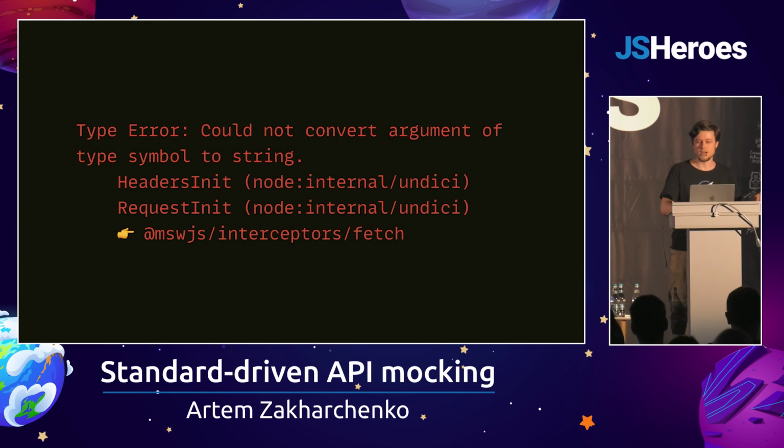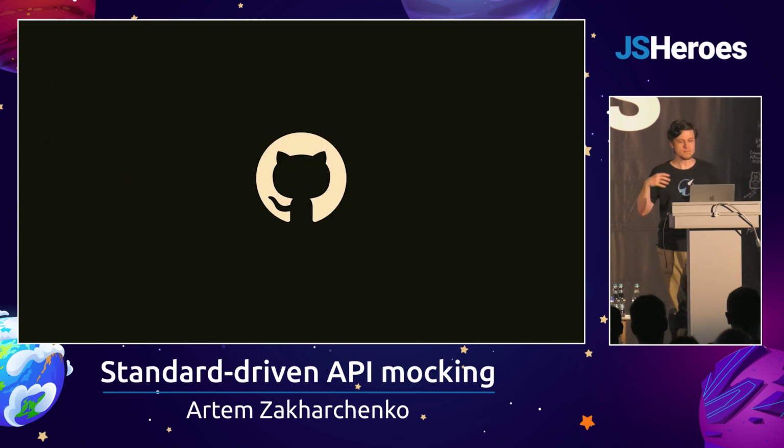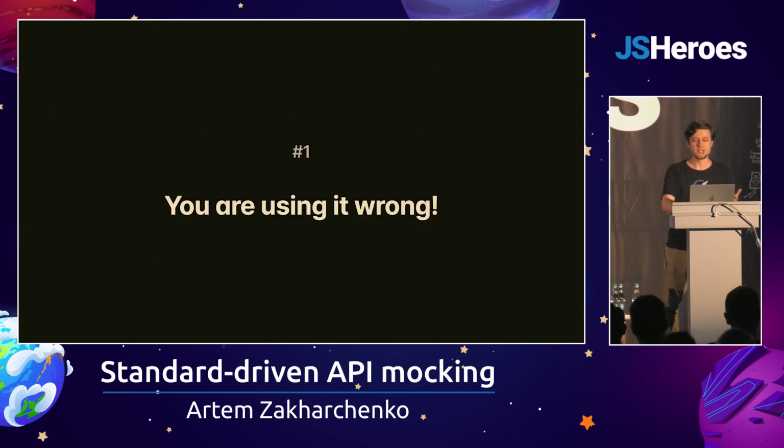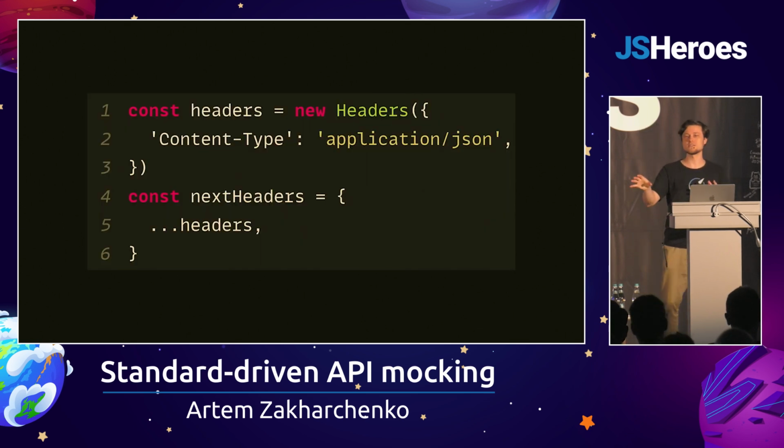So we went to GitHub, and we opened an issue. We described the problem, and folks from Undici jumped into the issue very quickly, and they helped us discover two things. First thing, we were using it wrong. The code that Julius had in the test, he was constructing a headers instance, and then copying it by spreading the headers instance into another object.